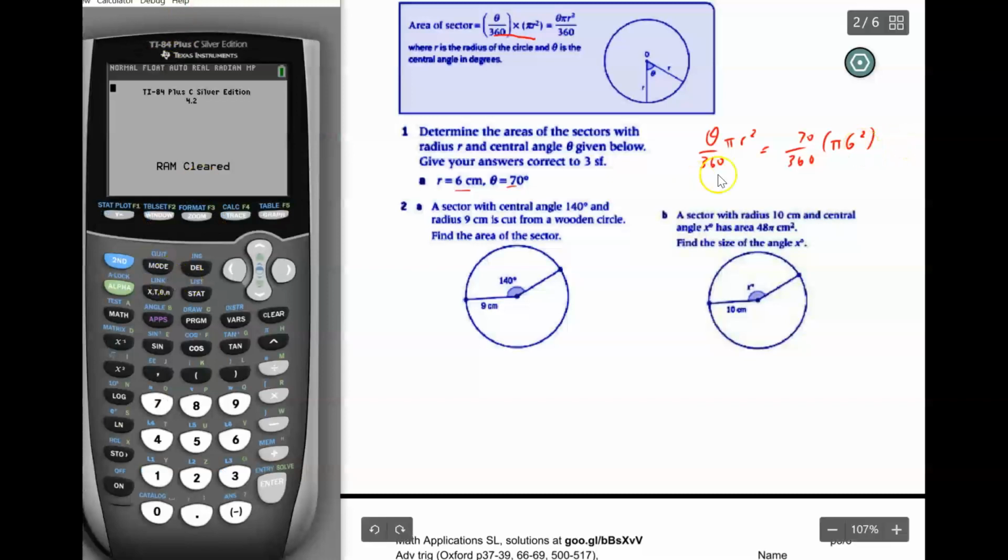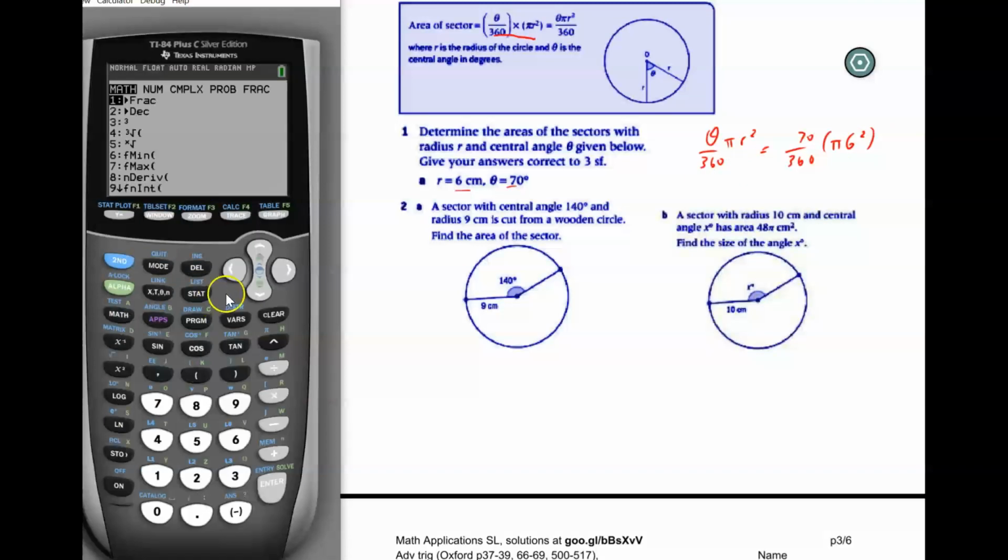So this is a fraction. I think I'm going to use the math. Go to math, number, go to the bottom, and we're going to put 70 times pi r squared, which is 6 squared, could be 36, could put 6 squared, and in the bottom I'll have 360.